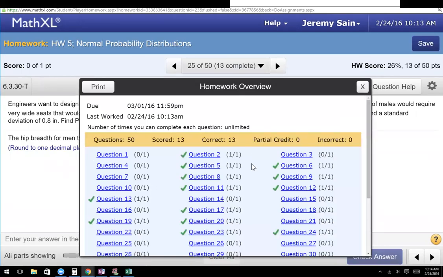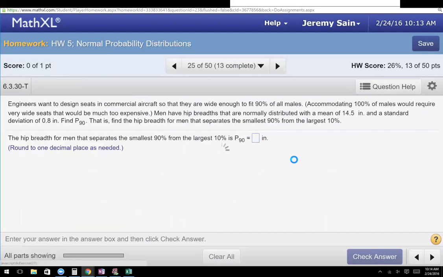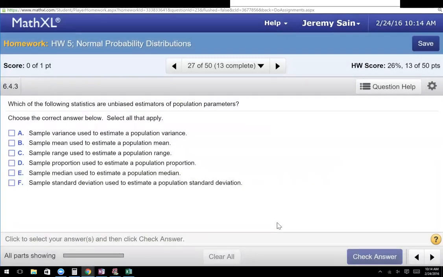Let's skip ahead a little bit. So about 27. Okay, so this one you just kind of have to know the answer. So unbiased estimators, the definition is actually kind of technical. The only one that's biased out of the ones we know is standard deviation.